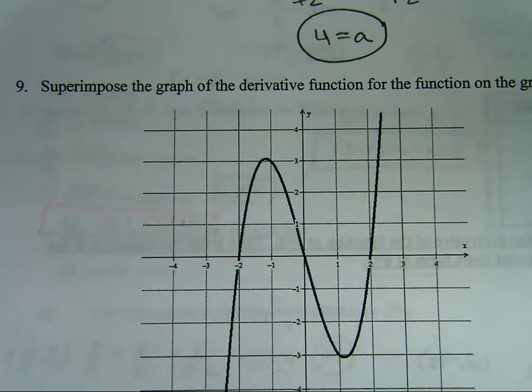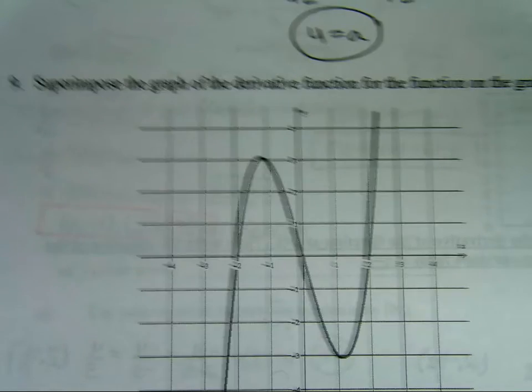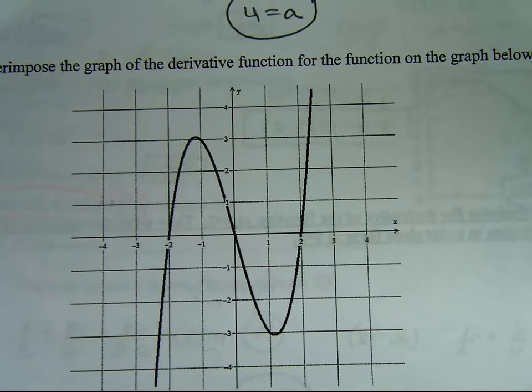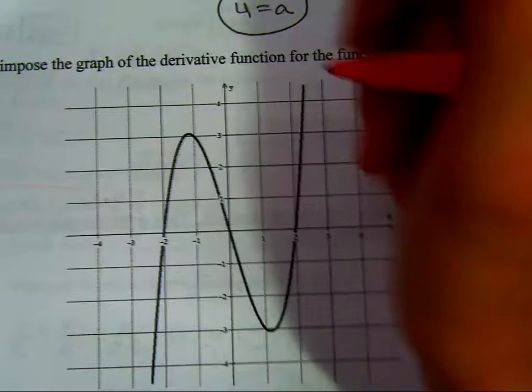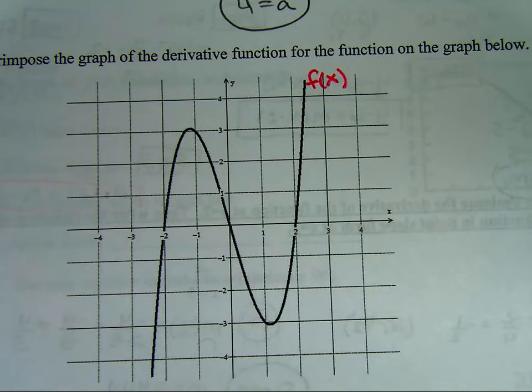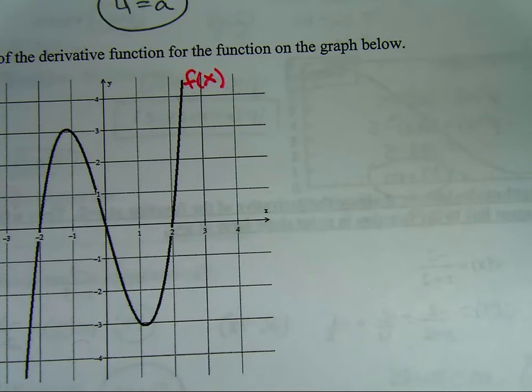Number 9 says superimpose the graph of the derivative function for the function on the graph below. So that just means we're given this function. Let's call this function f of x right here. Basically, we just have to graph the derivative. So we had some rules here when we were graphing the derivative.